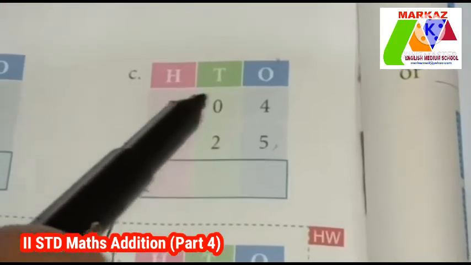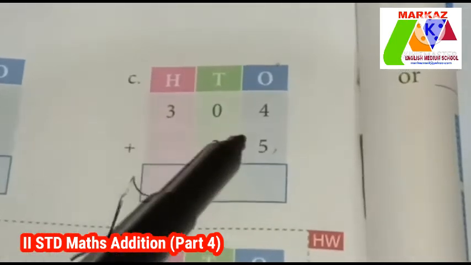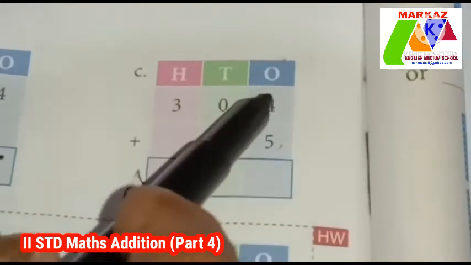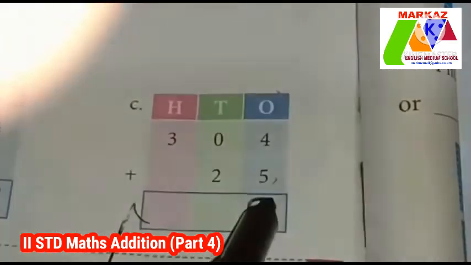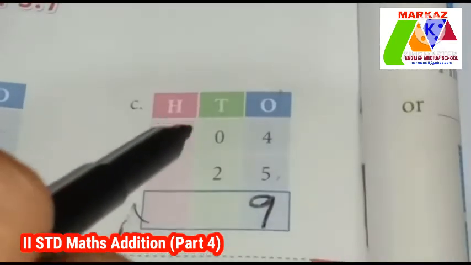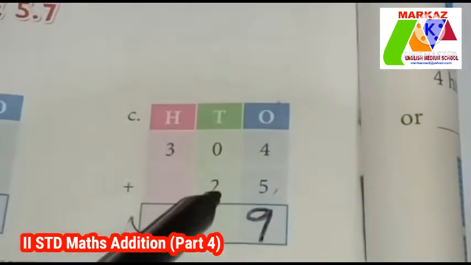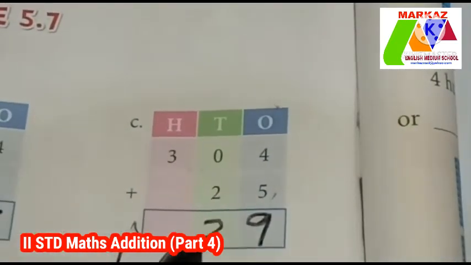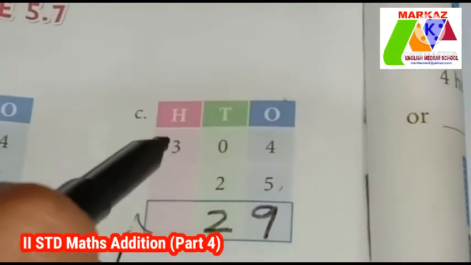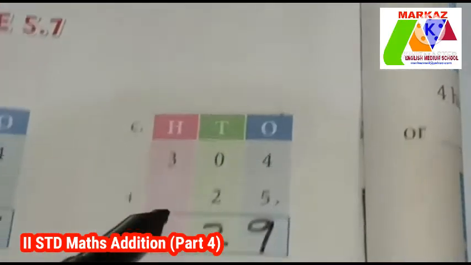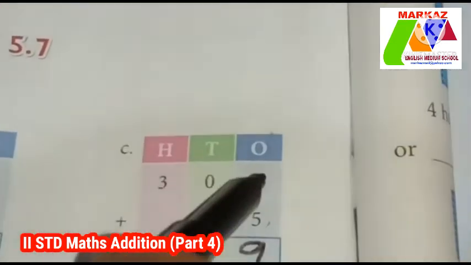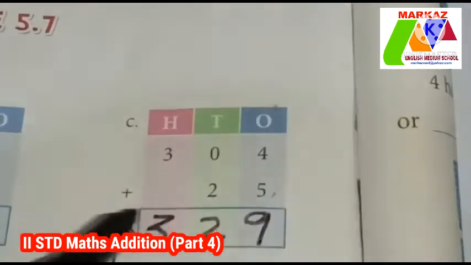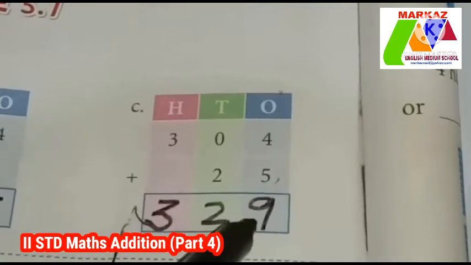Next, 304 plus 25. 4 plus 5, 9. Next, 0 plus 2, 2. Next, 3 plus 0, 3. Thus, 304 plus 25 is equal to 329.